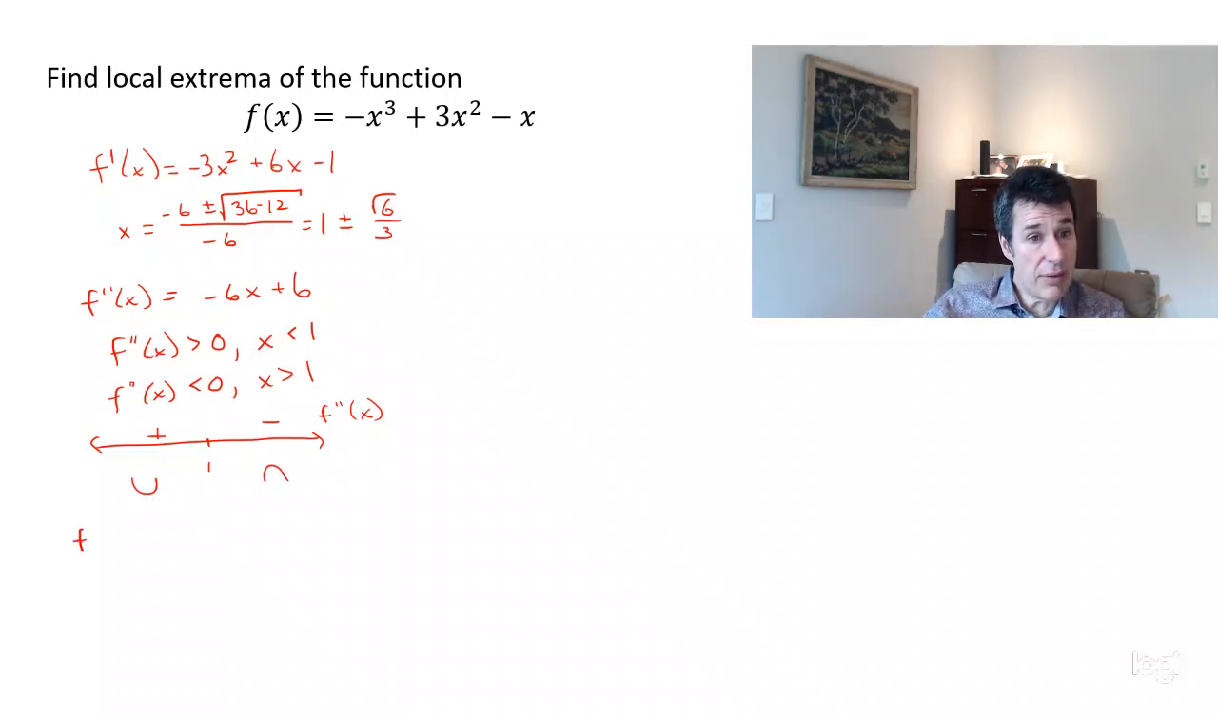That means f of 1 minus square root of 6 over 3 is to the left of 1, so it is a local minimum. And f of 1 plus square root of 6 over 3 is to the right of 1, and therefore it is a local max.